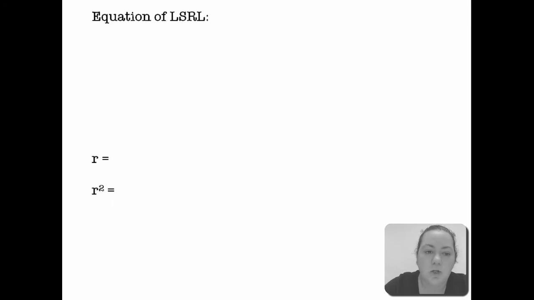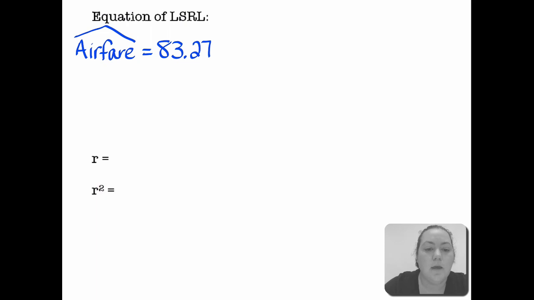When you do the stat calc 8, that linear regression, it gives you the numbers that match up with a and b in the calculator notation. So it gives you your slope and your y-intercept, and then you're going to plug it into that equation, but you're going to put all the variables in context. So y hat would be airfare hat, so the predicted airfare is equal to 83.27, that was my y-intercept, plus 0.117, that was my slope, times the distance.